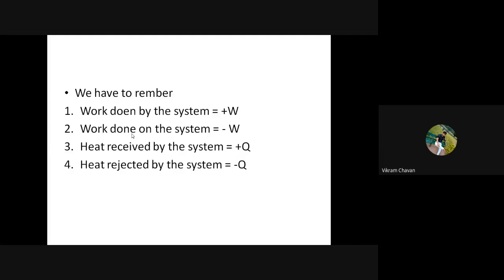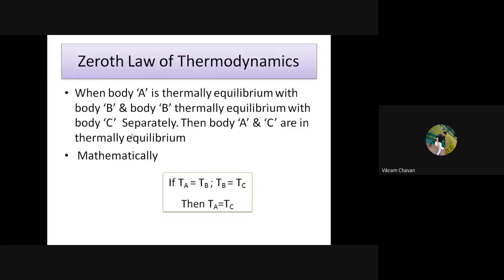Over. Shall we move ahead to the next point? Now, the next law is the zeroth law of thermodynamics. This law describes the equilibrium condition. So what is the statement of the zeroth law of thermodynamics? When body A is in thermal equilibrium with body B and body B is in thermal equilibrium with body C separately, then body A and C are in thermal equilibrium.